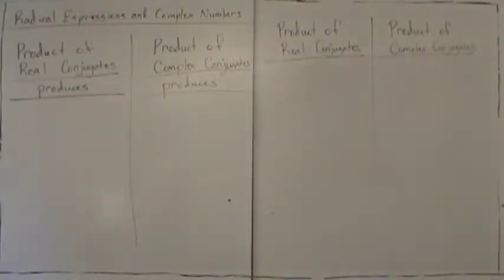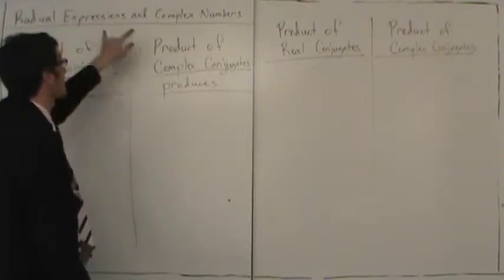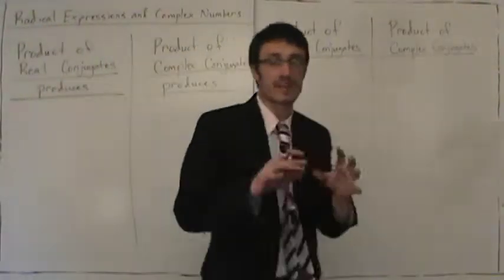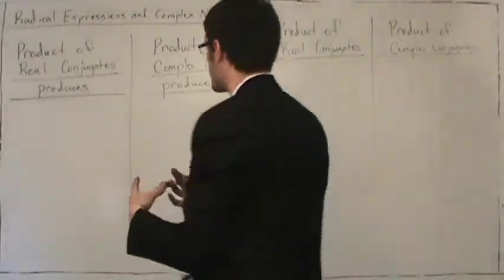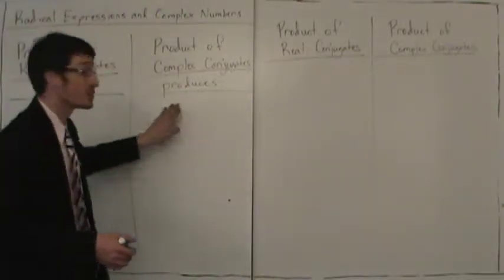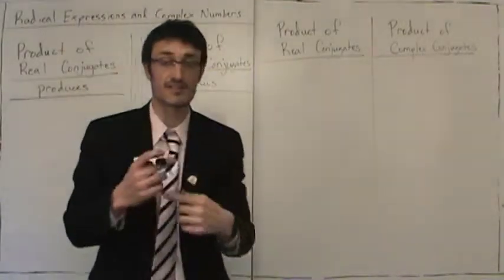Okay, welcome back. This is a short little lesson relating radical expressions and complex numbers. These are two important topics with respect to, you keep seeing this word conjugate appear. So we're looking here at a product of real conjugates. I'm going to write product of real conjugates. You need to get this in your notes. Two super important topics that are going to lead us into our next discussions on factoring.